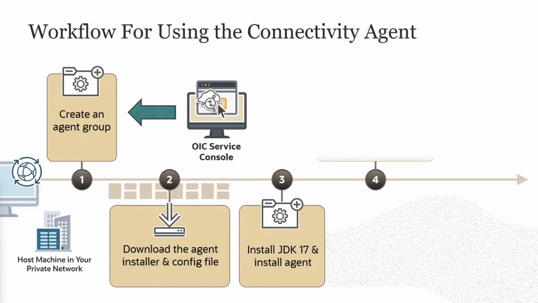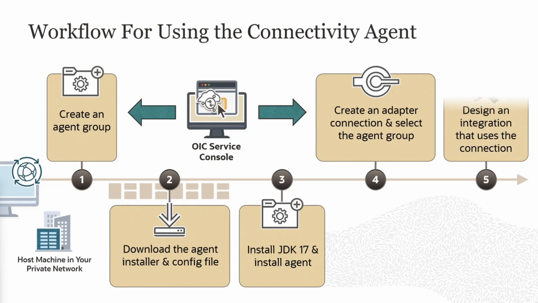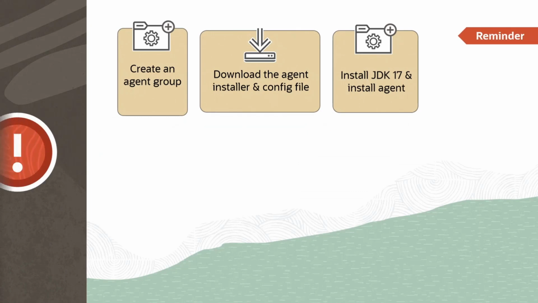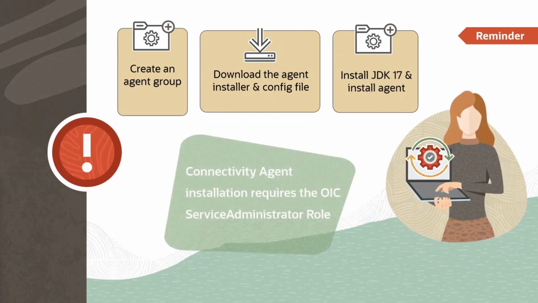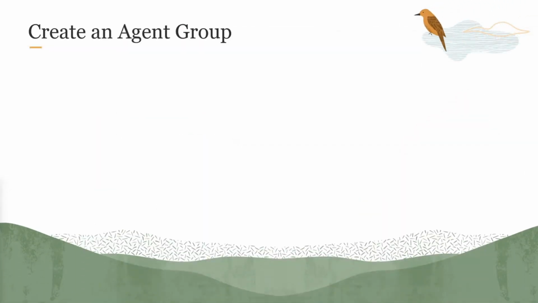Now, back in the OIC Service Console, any service developer can now create a connection to the private resource using the appropriate adapter, then selecting the connectivity agent group as the access option. And finally, the developer will use that connection as part of their integration design implementation. Now, our focus for this lesson will be these first three tasks, since these can only be accomplished by someone assigned to the OIC service admin role. Starting with the first one, creating an agent group.